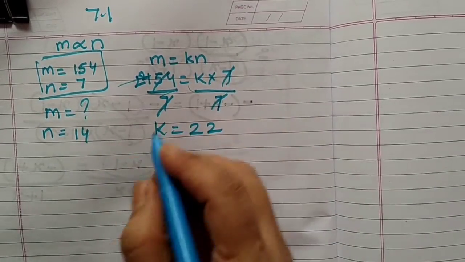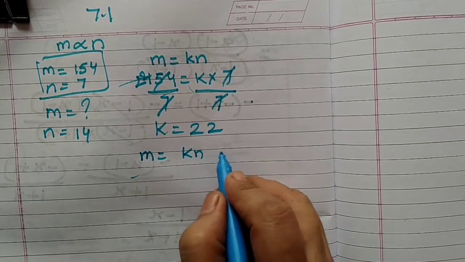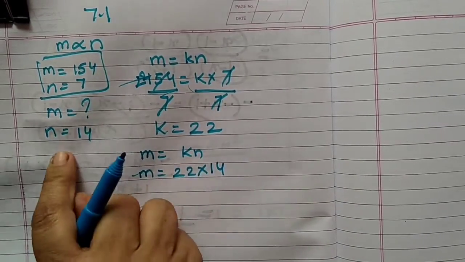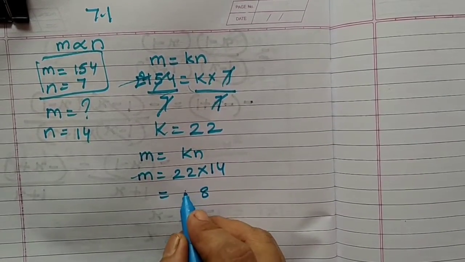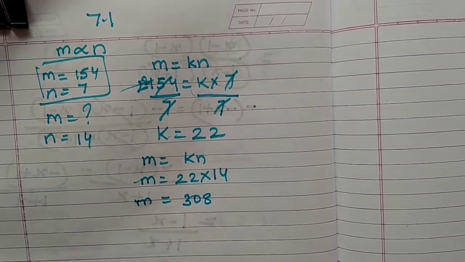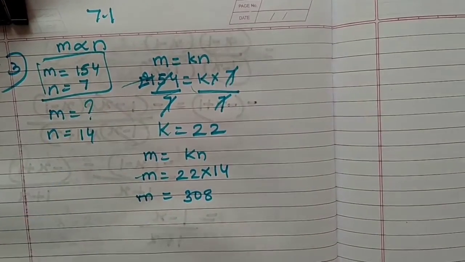Now we want to find out m. So m is equal to kn. We have to find out m is equal to 22 into 14, because n is given as 14. So 14 twos are 28, 14 twos are 28, and plus 2, 30. So m is equal to 308. This is the answer which we get for the third sum. This is the third sum of practice set 7.1.